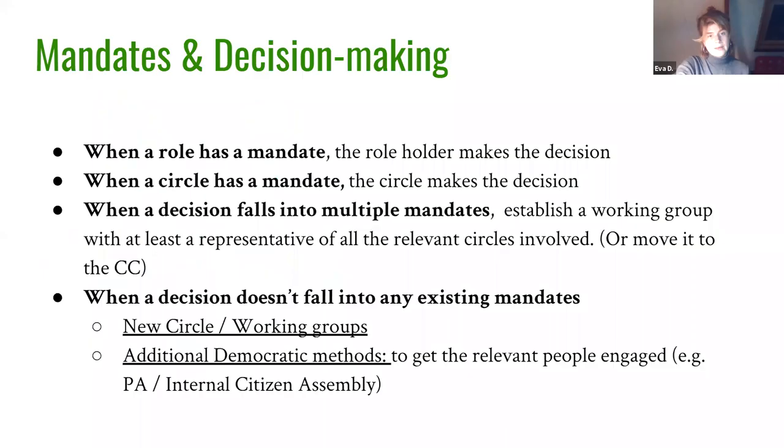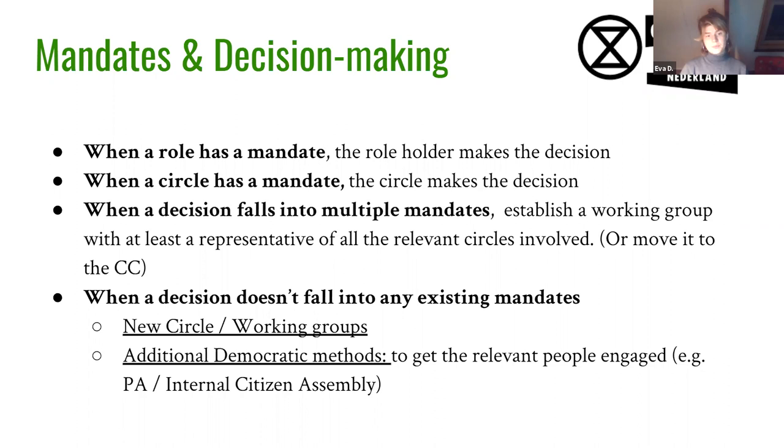Then on decision-making. In general, when a role or a circle has a mandate, you are just allowed or able to make that decision. You don't have to ask anyone for permission. So if accepting a certain budget, yes or no, is in your mandate, you can just do that, and you don't have to ask the upper circle, for example the CC, for permission. But when it falls into multiple mandates, then it is important to also get other relevant circles involved, or, for example, bring it to the CC.